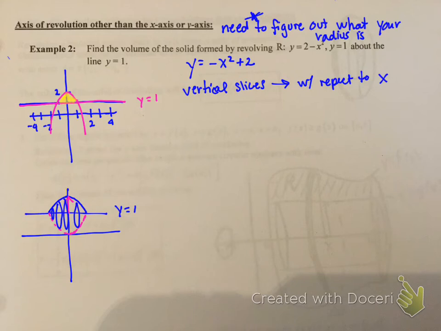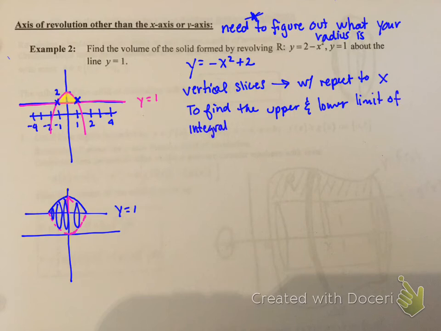So a couple questions here. Here's where I start and where I stop, right? Those are my x values because I need the upper and lower limits of integration, but I'm not sure exactly where those are touching. So what I can do is I can find the places. So to find the upper and lower limits of integration, if they aren't given to you, you're going to set the axis of revolution equal to the function.